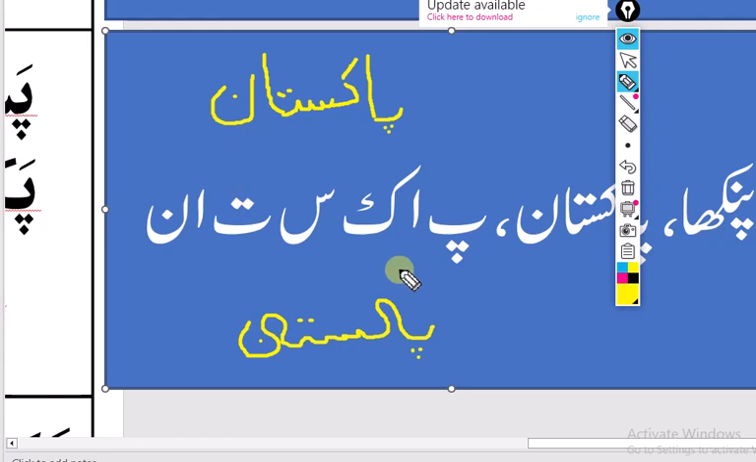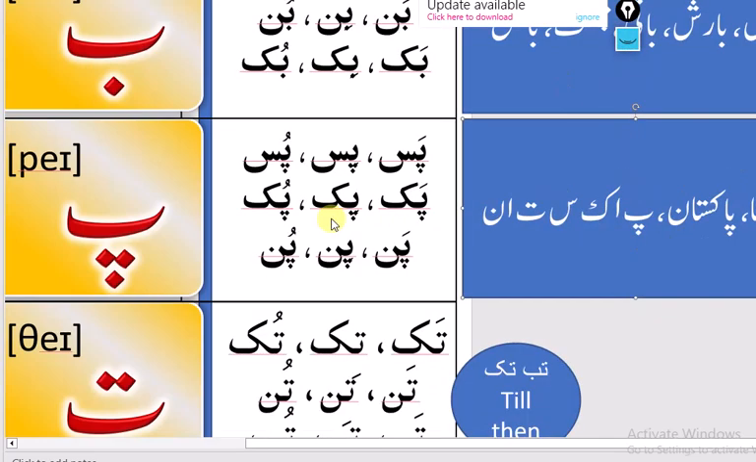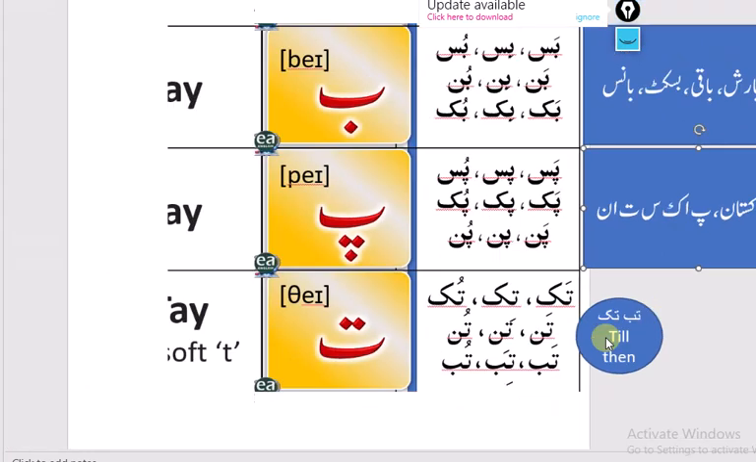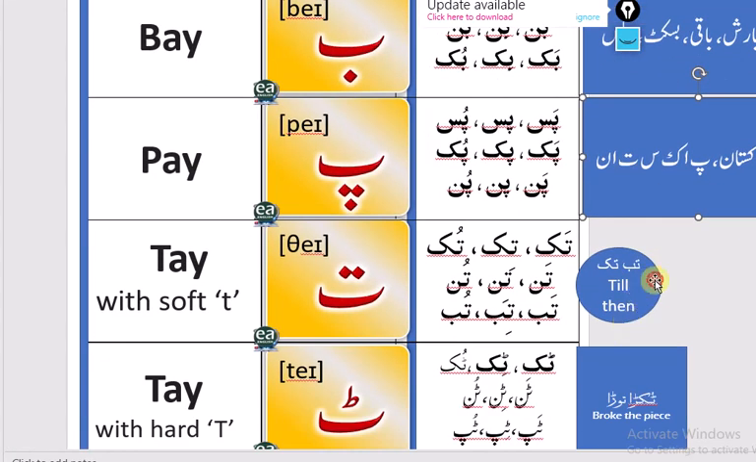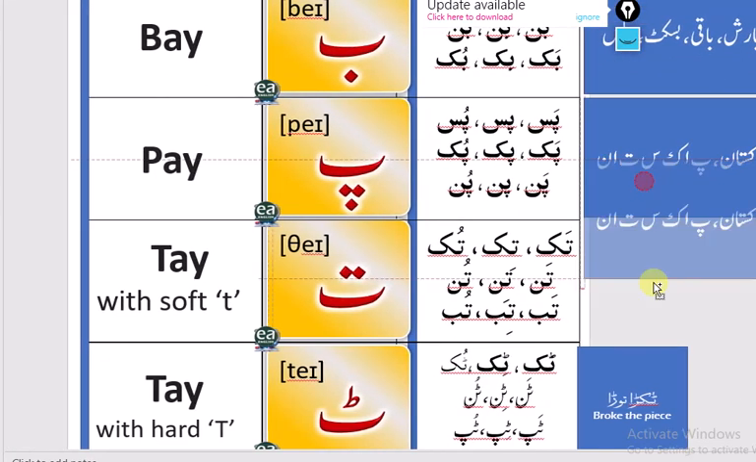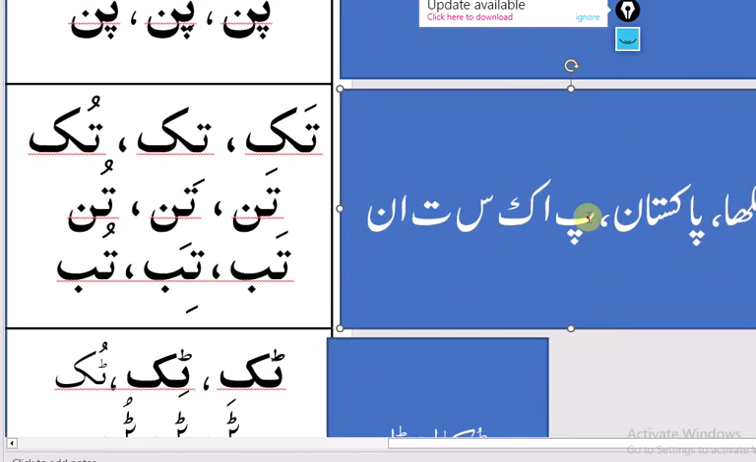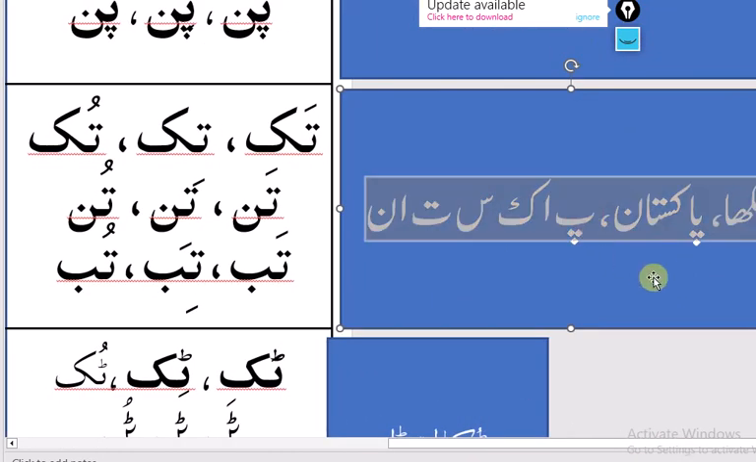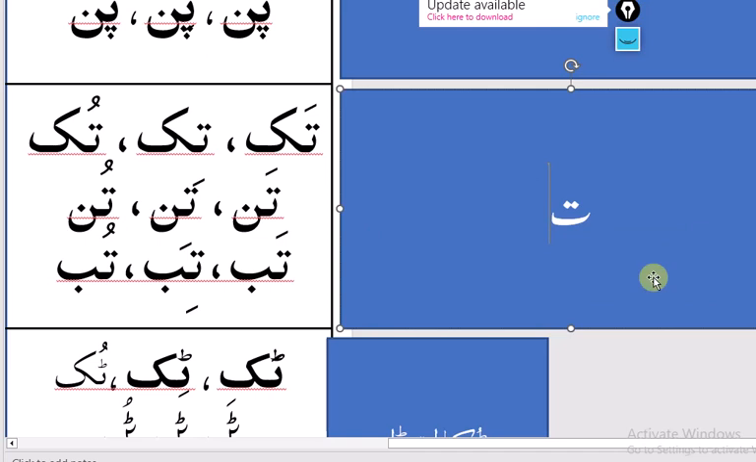Pakistan. Okay, we have two more words to complete. There is te. If I want to write titli, I need two te's. Number one te, number two te. Te and te becomes tit. Then lam. Titli. And ye choti, titli.